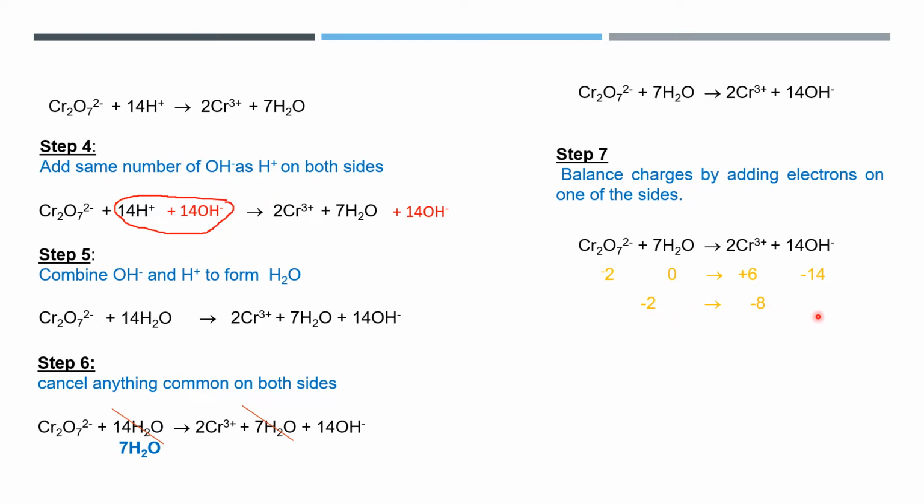And those 6 electrons, since they carry a negative charge, will be added on the reactant side. So minus 2 plus minus 6 is going to give you minus 8 charge, which is going to give our equation balanced charges. So this is what we will be doing now. Now this brings us to the end of our balancing for the equation in the basic medium.